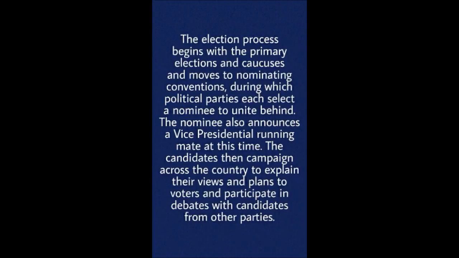The election process begins with the primary elections and caucuses and moves to nominating conventions, during which political parties each select a nominee to unite behind. The nominee also announces a vice presidential running mate at this time. The candidates then campaign across the country to explain their views and plans to voters and participate in debates with candidates from other parties.